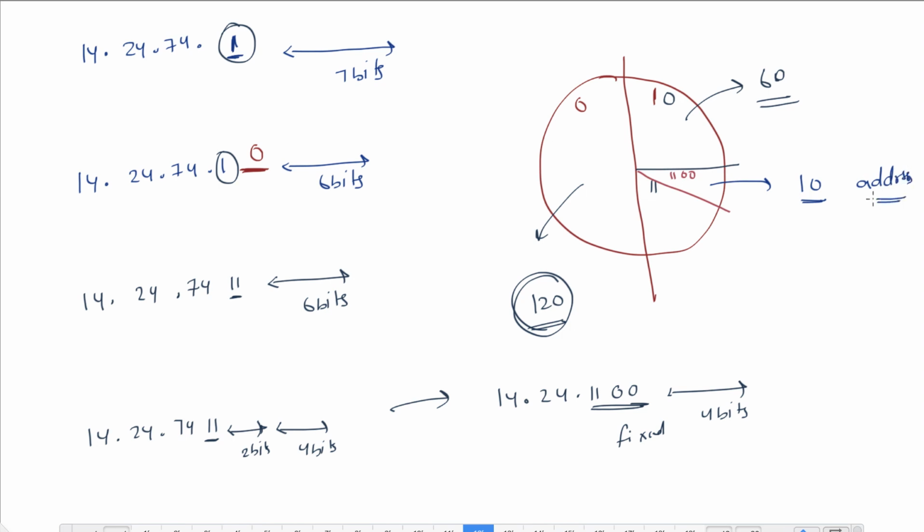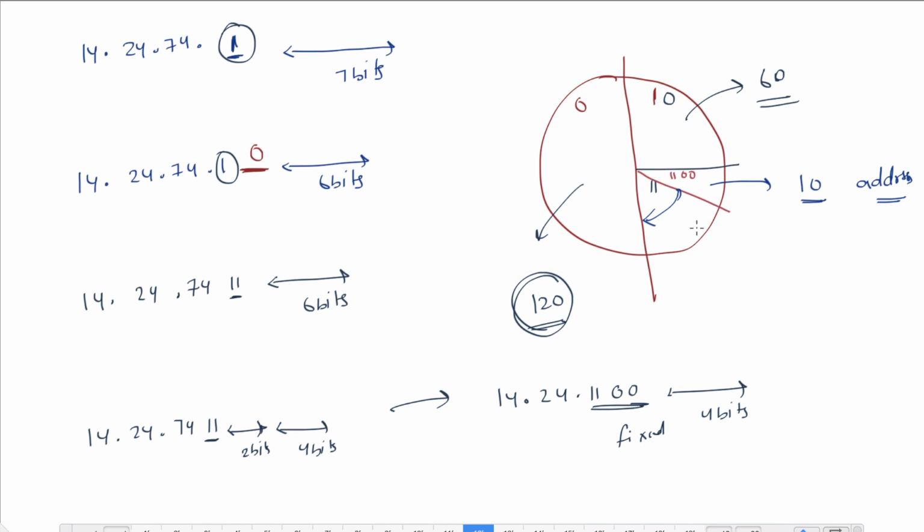Now what about these remaining addresses? What about these remaining subnets? These are not used yet. If in future there is some requirement that you can fulfill using this area, then you can do it. Otherwise, that's not a problem.